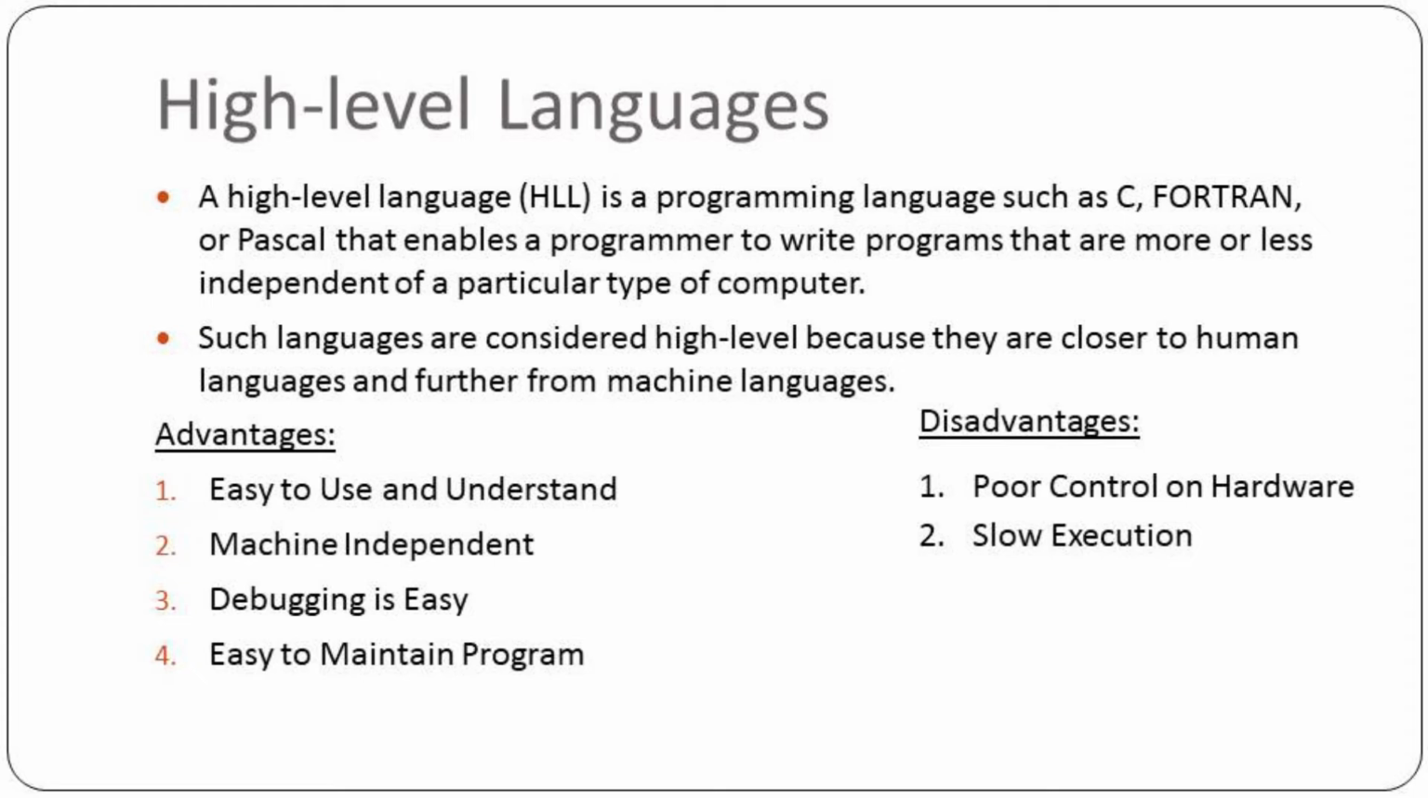Now, such languages are considered high level because they are closer to human languages and further from machine languages. Most high level languages are programmer friendly. So a programmer can write the instructions in English words, right? But high level languages use a compiler or interpreter to convert the source code into machine code, right?